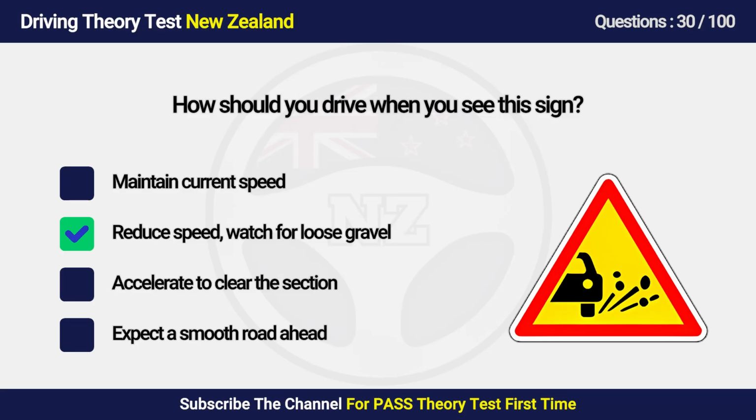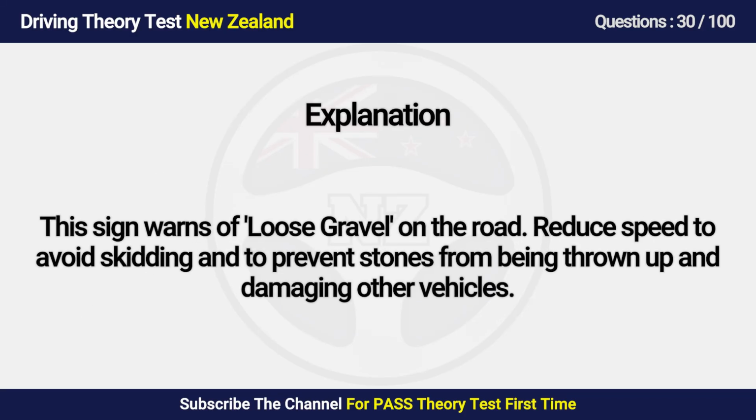Answer is B. Reduce speed, watch for loose gravel. This sign warns of loose gravel on the road. Reduce speed to avoid skidding and to prevent stones from being thrown up and damaging other vehicles.